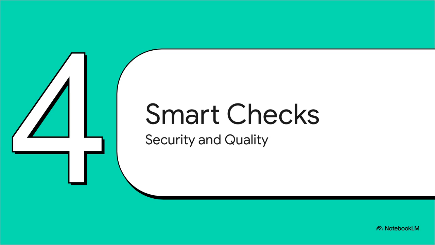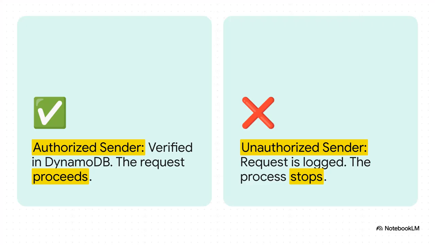But here's the thing. This system isn't just a fast, mindless machine. It's also really smart. It's got several built-in checks to make sure everything runs smoothly and, more importantly, securely. So that first check, and this one's the most critical, it happens right at the front door. The second that email comes in, the system checks if the sender's email is on that authorized list in DynamoDB.